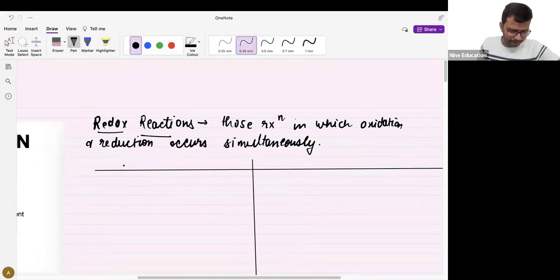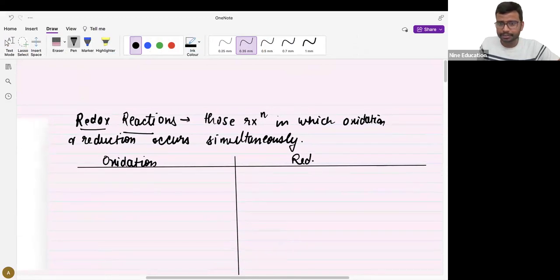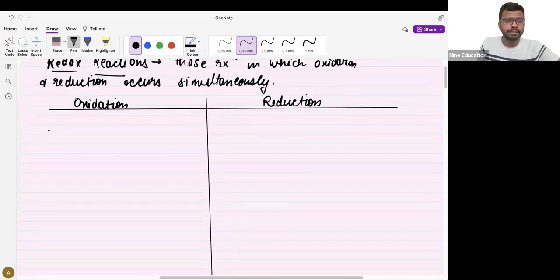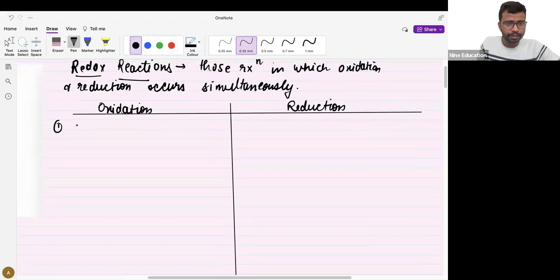So what are oxidation reactions, beta? See how to define oxidation and how to define reduction. Oxidation is what? Addition of oxygen. Addition of oxygen is known as oxidation.